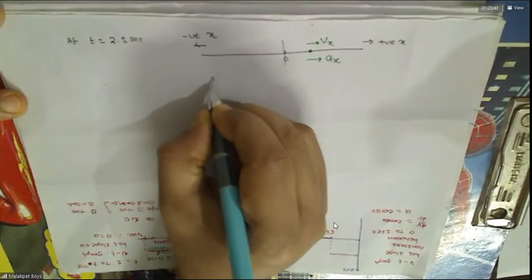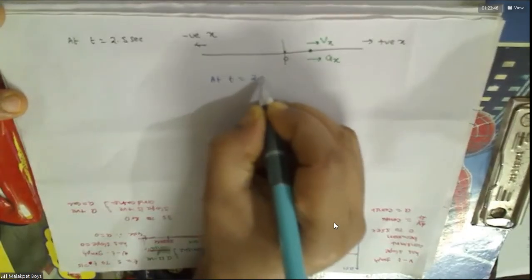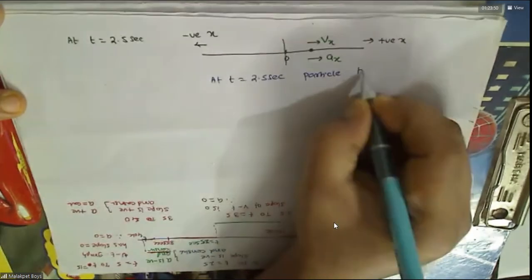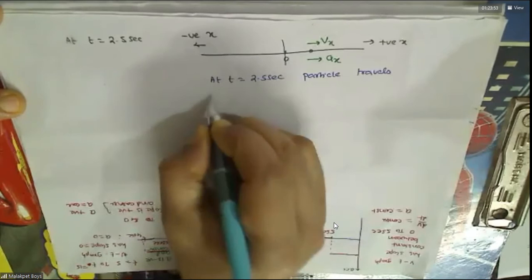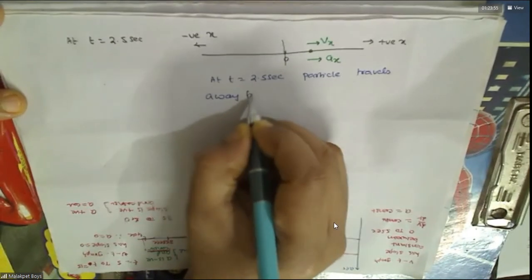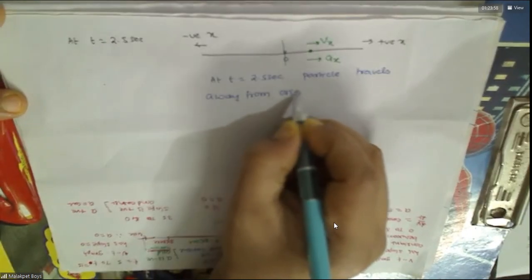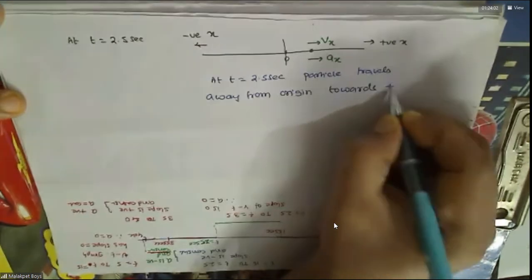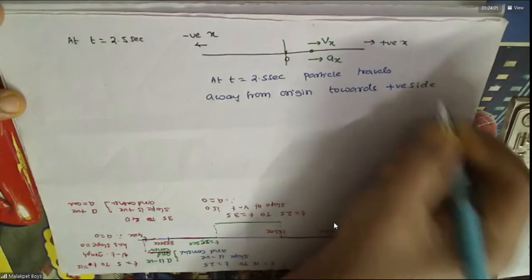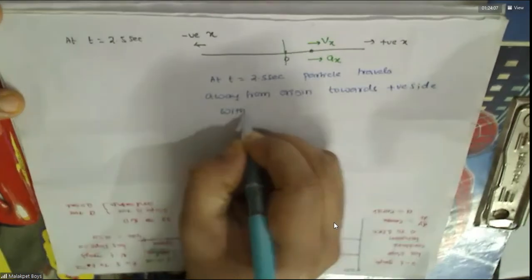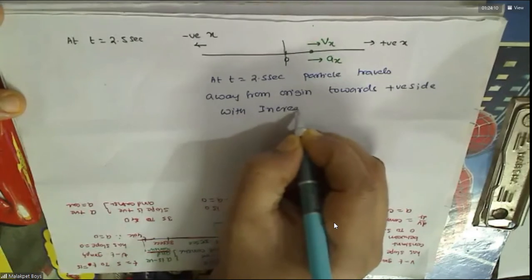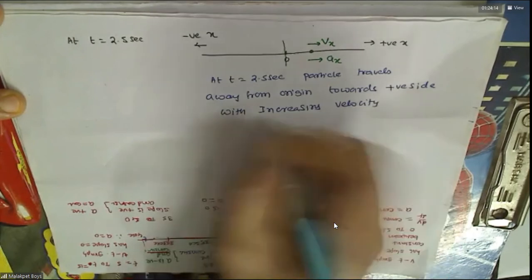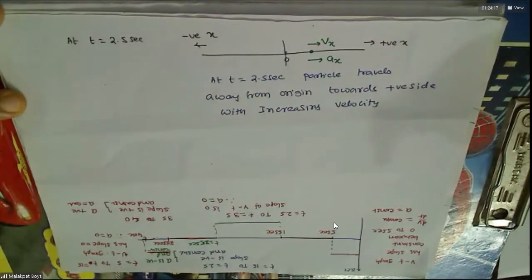Okay, so this is what you have to infer. At t equals 2.5 seconds, the particle travels away from origin towards the positive side. Do you agree with this? With increasing speed, or increasing velocity. Why? Because acceleration is in the same direction.